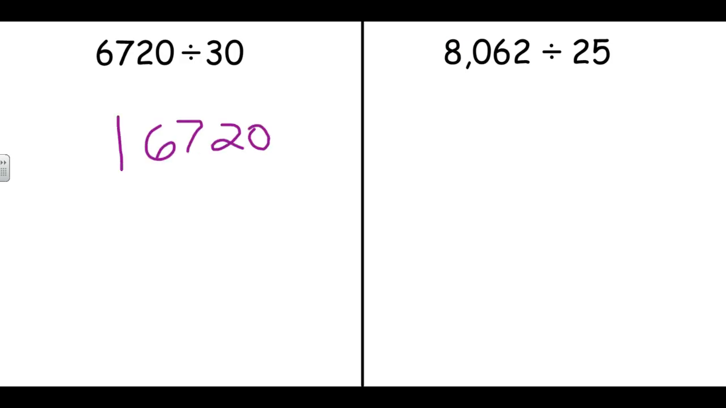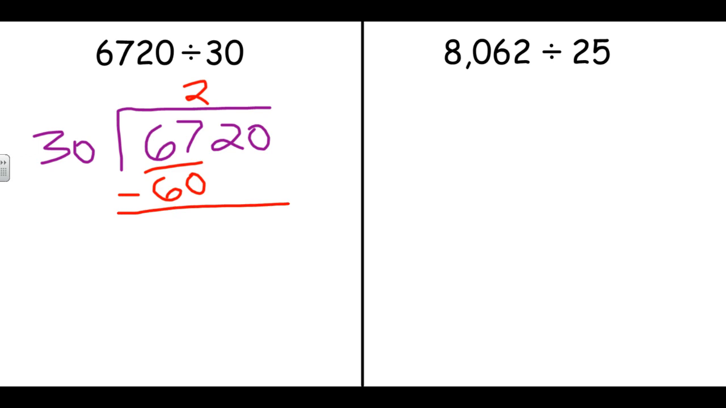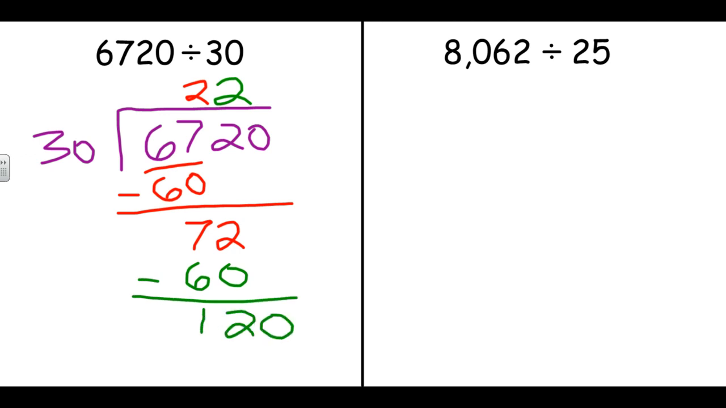6,720. We're going to divide that by 30. 30 goes into 67 twice. 30 times 2 is 60. Subtract that and get 72. Goes into 72 twice. 30 times 2 is 60. Subtract that out, get 12, which is great because 12 is less than 30. Drop the 0, and now 30 goes into 120 4 times. 30 times 4 is 120, so we end up with no places remaining, and our quotient is 224.